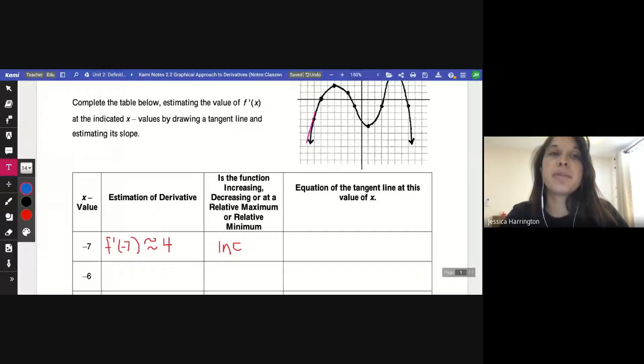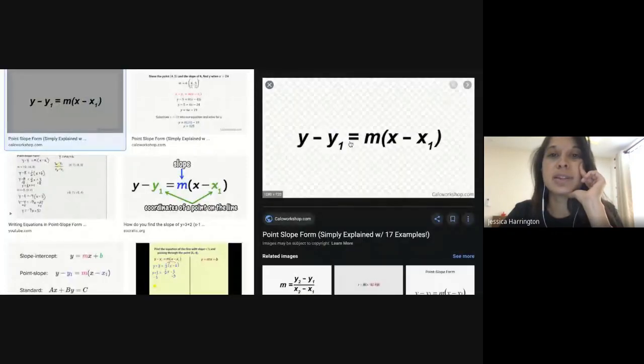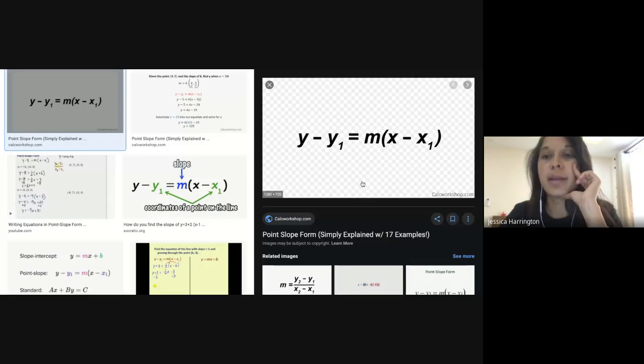So here, let me find a new slide. I'm just going to share a tab where it comes up. So if you don't remember, here is what point-slope is. You need to write this down: y minus y1 equals m times (x minus x1). The reason point-slope is easier is that all you need is the slope of the line and one point, and you plug in the x-coordinate for x1 and the y-coordinate for y1, right? It's a lot easier to figure out than slope-intercept. So write that down if you need it. I'm going to go back to the tab.